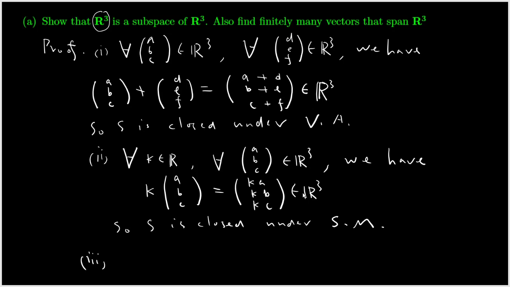The zero vector in this particular case is the vector with three components, zeros, right? That's of course a vector in R3. As long as you have a vector with three components, that's a vector in R3. We have verified all three conditions.